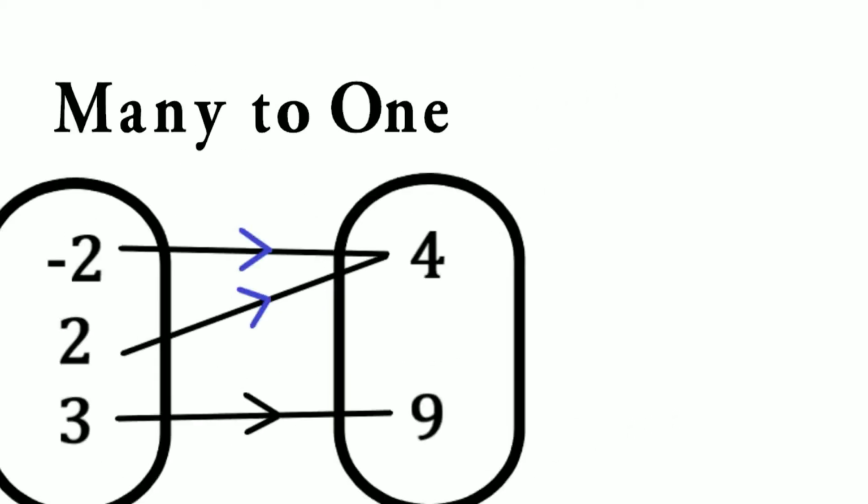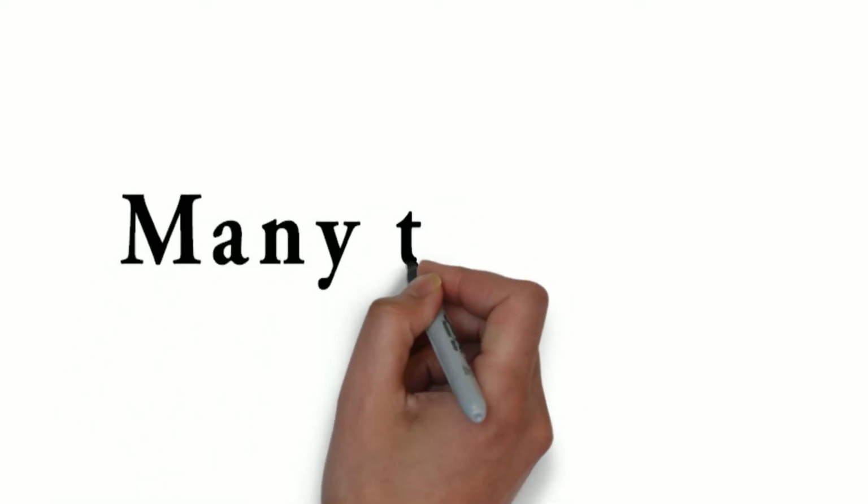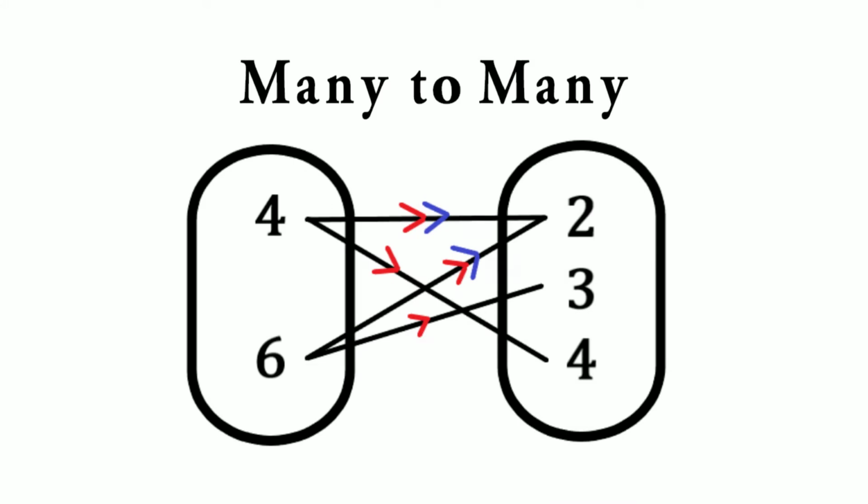The last relation is called many-to-many relation. This relation is a combination of both the one-to-many and many-to-one relation. From the example, we can observe red and blue arrows, which represent one-to-many and many-to-one relation, respectively.